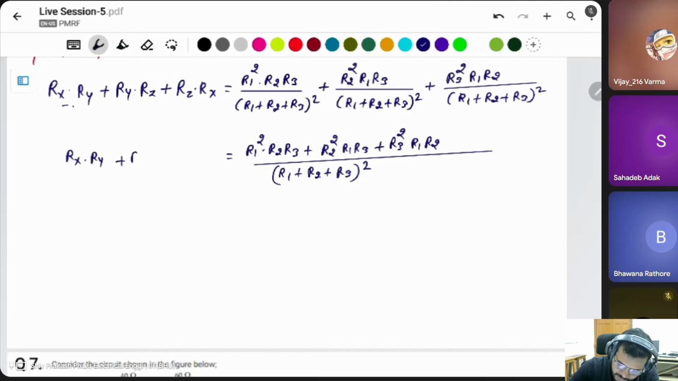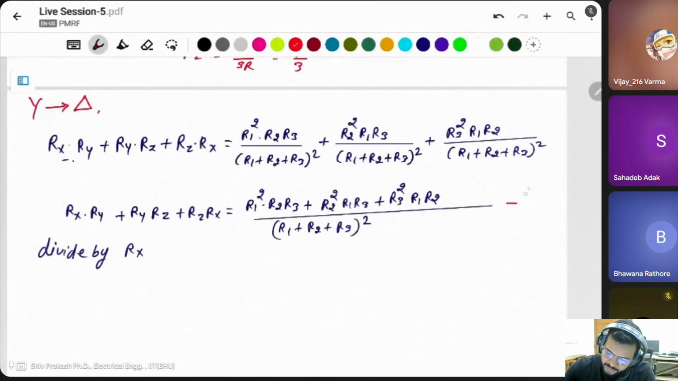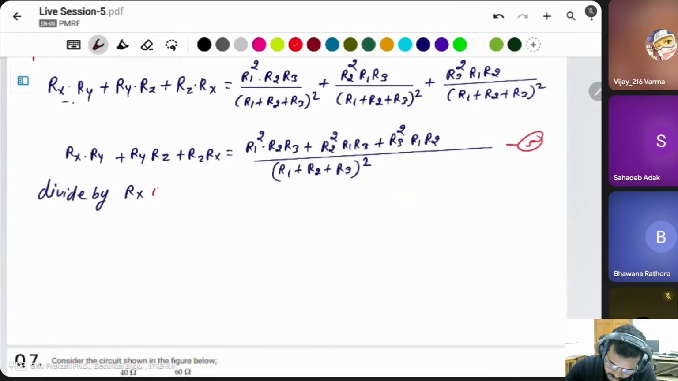Rx Ry plus Ry Rz plus Rz Rx. Then divide by Rx in the whole equation. Suppose this equation is fourth, and this equation is fifth. Dividing by Rx in equation fifth, Rx will be cancelled out here. Only Ry and Rz is there: Ry plus Rz plus Ry Rz divided by Rx. This will be the same thing.